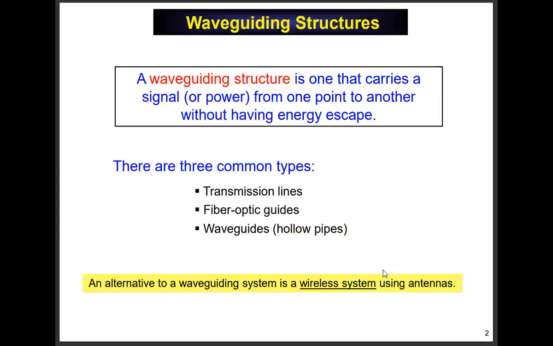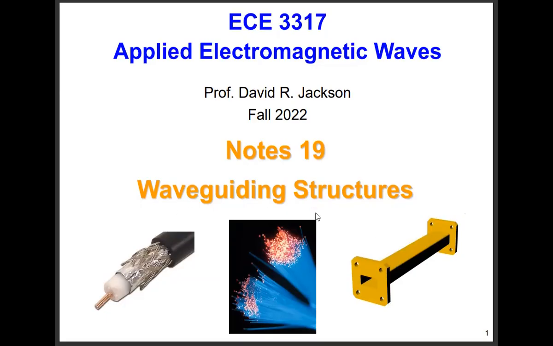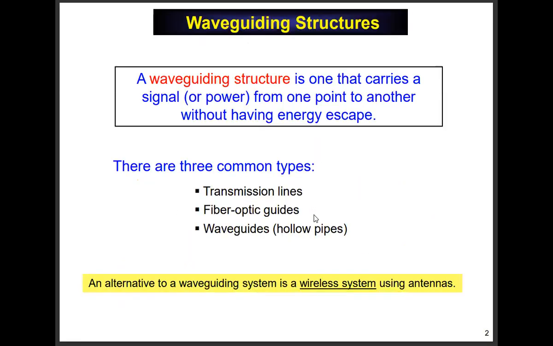Now, a waveguiding structure is simply one that carries a signal or power from one point to another without having energy escape. In a wireless system with antennas, energy is going all over the place, right, and there's an antenna picking up part of it. But a waveguiding structure channels the energy, and ideally nothing escapes.